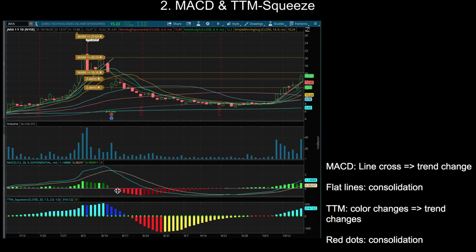And for MACD, you can see the line actually crossed here in the positive territory, and it started to show green bars. That means the bullish trend started. Once the line started to cross over and the bar color changed, that probably means the bullish trend stopped, which is right at the date of the earnings. Then you can see the MACD remained in red bars until it crossed again and formed a consolidation.